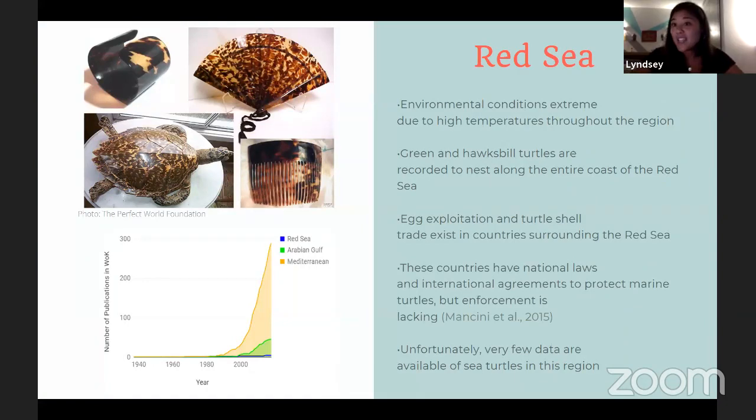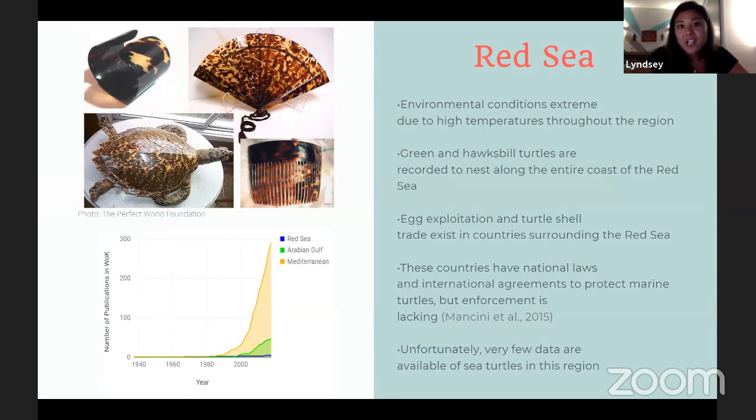So in the Red Sea, it's unique to several other ocean basins because the temperatures are pretty warm year-round. The salinity is pretty high too. And green and hawksbill turtles are known to nest actually throughout the entire coastline of the Red Sea in all of the countries except for, I think it's Jordan that they're not in.